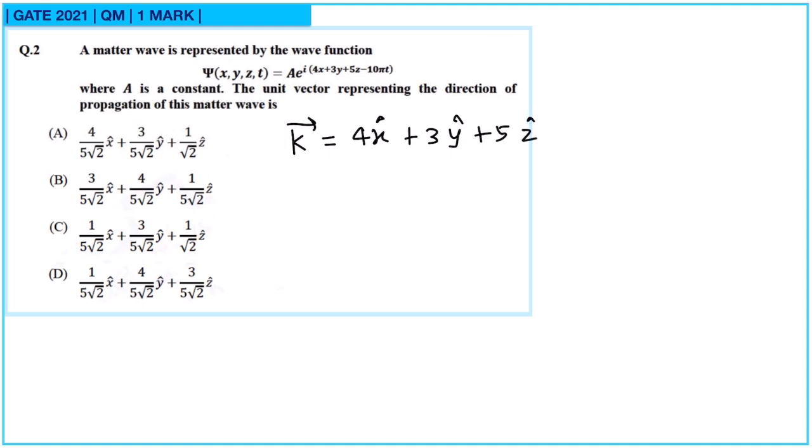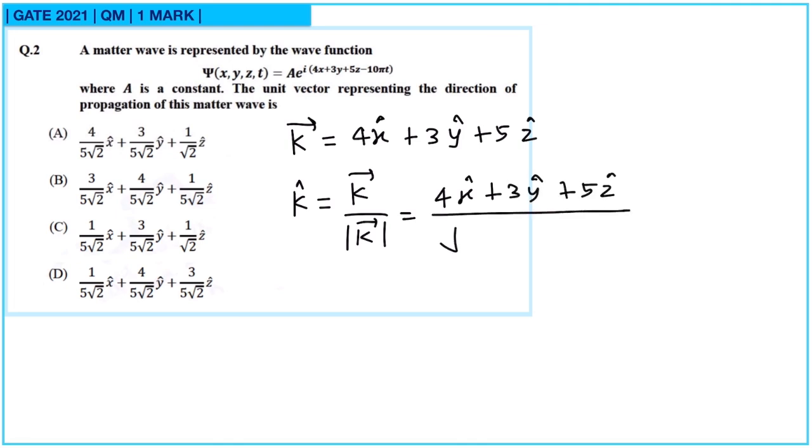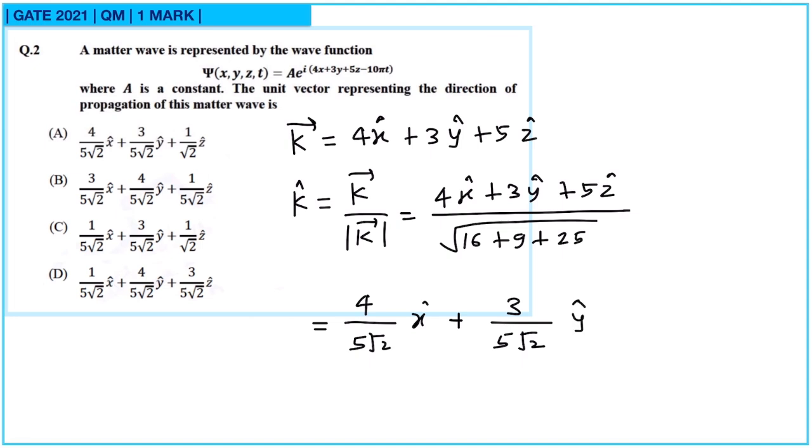So from here we can calculate k cap. K cap will be equal to k bar upon magnitude of k bar. So this is equal to 4x cap plus 3y cap plus 5z cap upon square root of 4 square, which is 16, plus 9 plus 25. So this is equal to 5 root 2. So this is equal to 4 upon 5 root 2 x cap plus 3 upon 5 root 2 y cap plus 1 upon root 2 z cap. So here option A is correct.